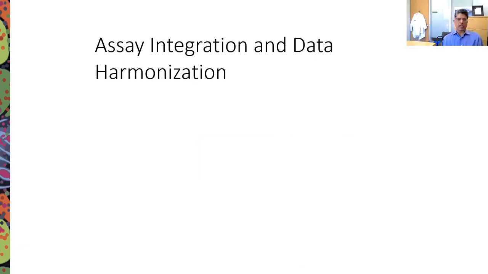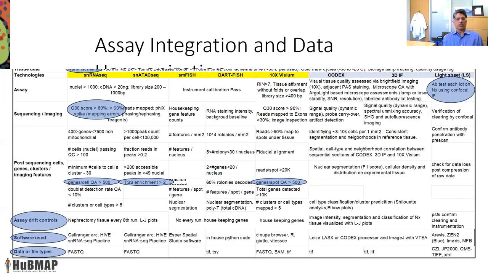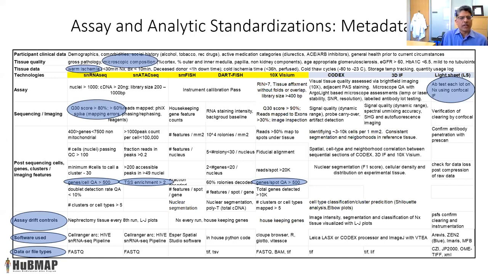Okay, I want to talk about assay integration. Next slide. So I talked about the tissue quality and data. So in this table, I'm just highlighting a few points of how to harmonize when you have multiple assays that are listed over here. So in sequencing and imaging, people use different cutoffs. We have different genome reference versions. So it's important to document those. In the bottom left, we have certain controls that we list, assay drift controls, software used and data types used, file formats that Todd touched on. So I'll talk a little bit about assay drift controls.